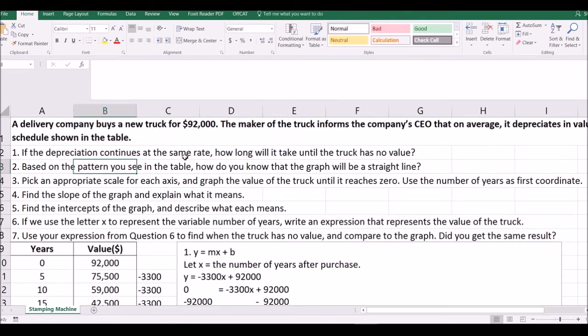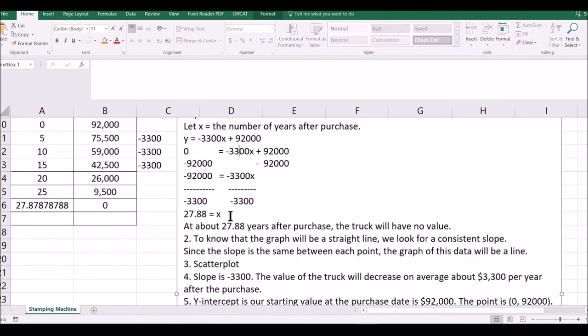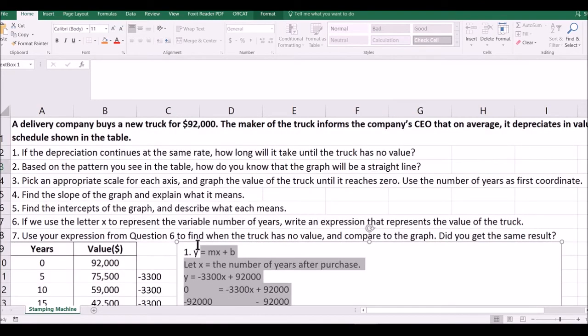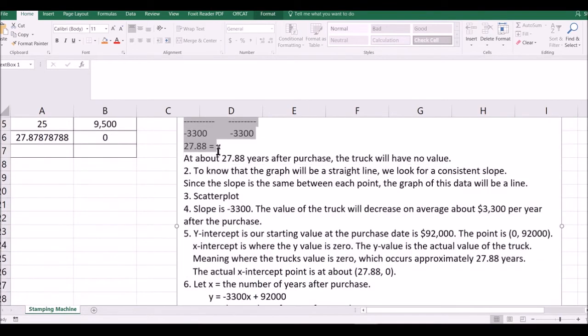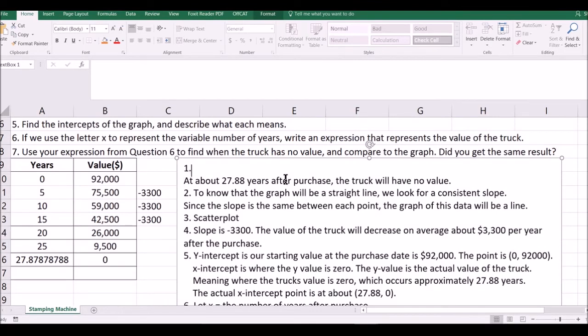It says if the depreciation continues at the same rate, how long will it take until the truck has no value? Okay, so we just use that. If we use that same rate basically here instead of what we did previously. So we used that actually for the last step. So let's show what I did here and explain the steps I use in Excel. Alright, so in Excel here, when I created this equation, we started with 92,000. It decreases by 3,300 per year.